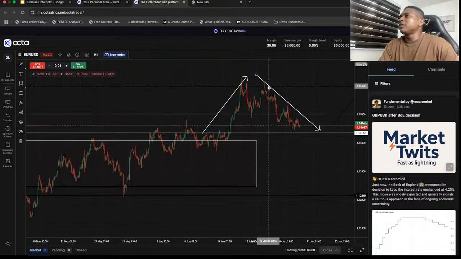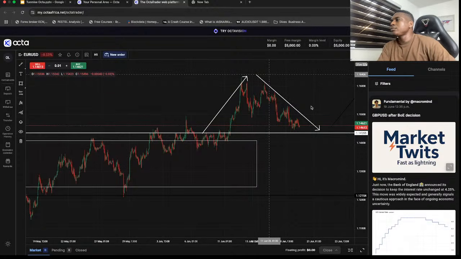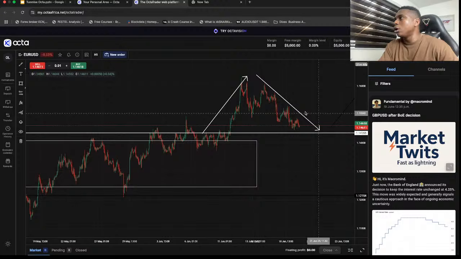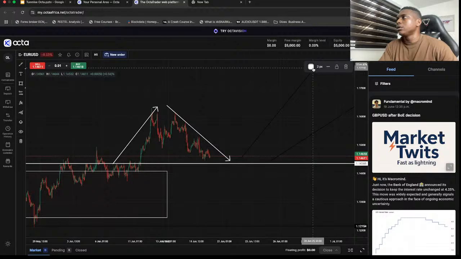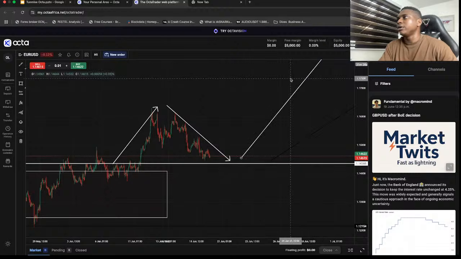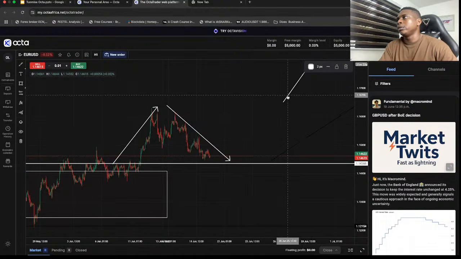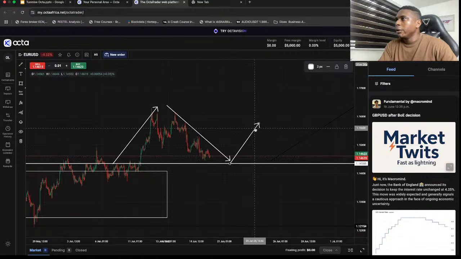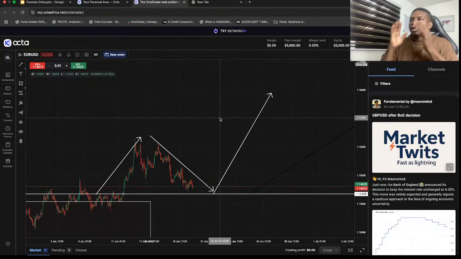So I'm expecting price to shoot up from here. I'm expecting price to shoot up from here. Okay, come on. Yeah, good. So this is what I see on EURUSD.